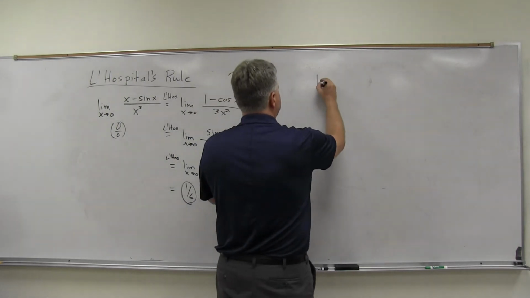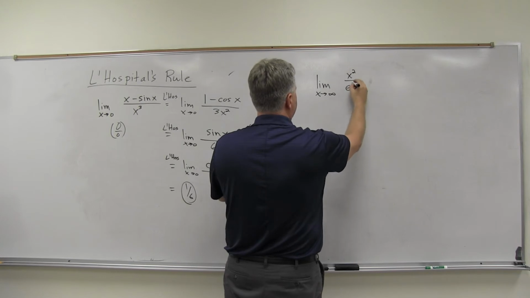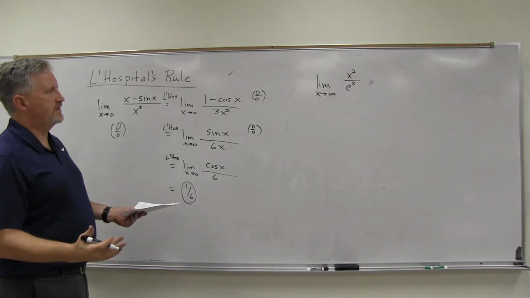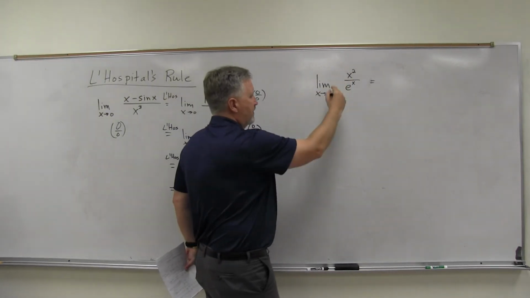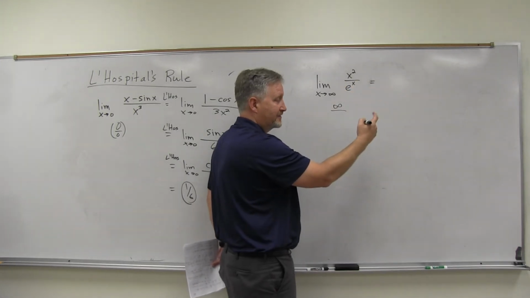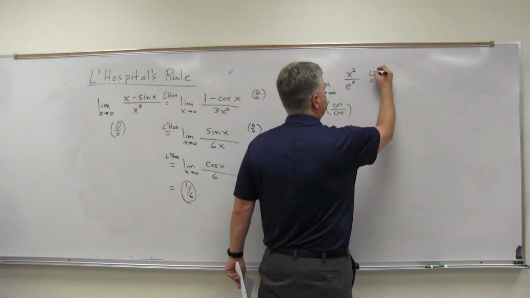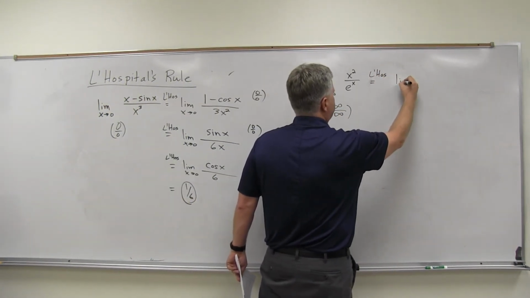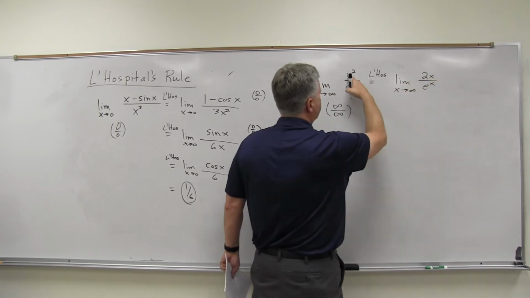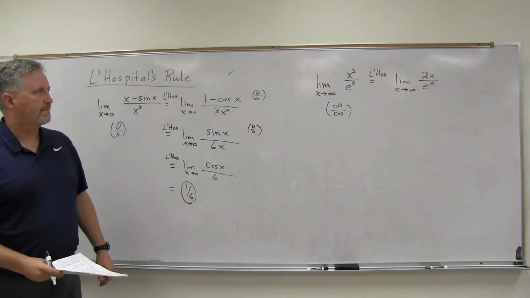All right, this one's not too bad. Limit as x approaches infinity. There's another infinity over infinity, isn't it? Yeah, it's infinity over infinity. Infinity squared, that's infinity. E to the infinity, e to a larger and larger power, that's going to get larger and larger. So that's L'Hopital, which makes it limit as x approaches infinity, 2x over e to the x. Right, derivative of x squared is 2x. Derivative of e to the x is e to the x.